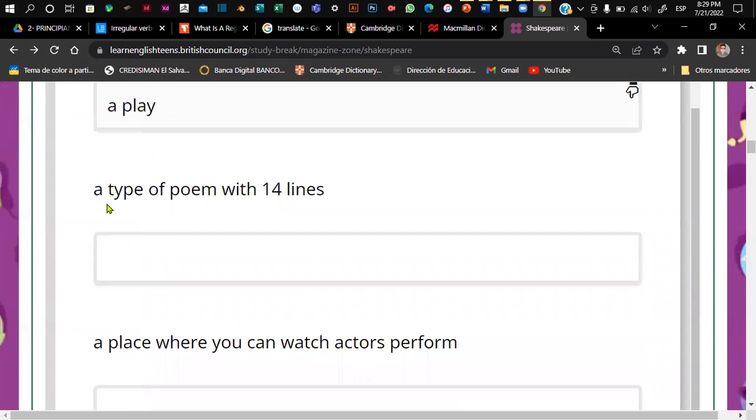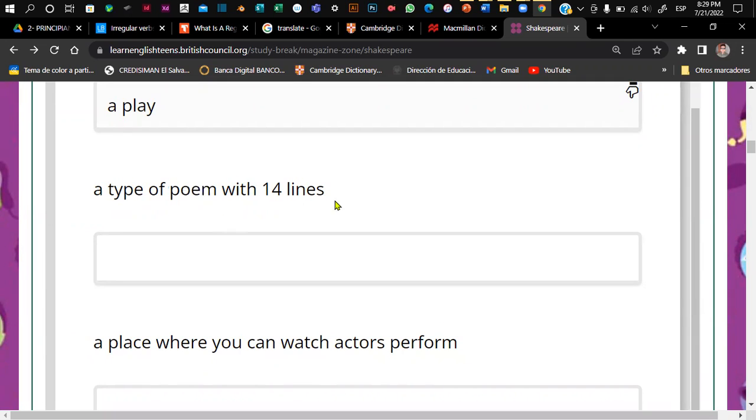Okay, next, Mabel. Hello, Mabel. Hello, hello. Good evening. Okay, what is this definition? A type. Can you read it, please? A type of poem with 14 lines. Okay, a type of poem.